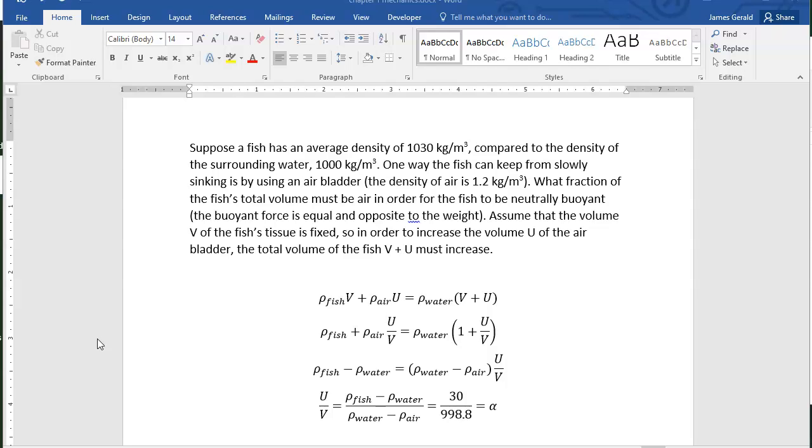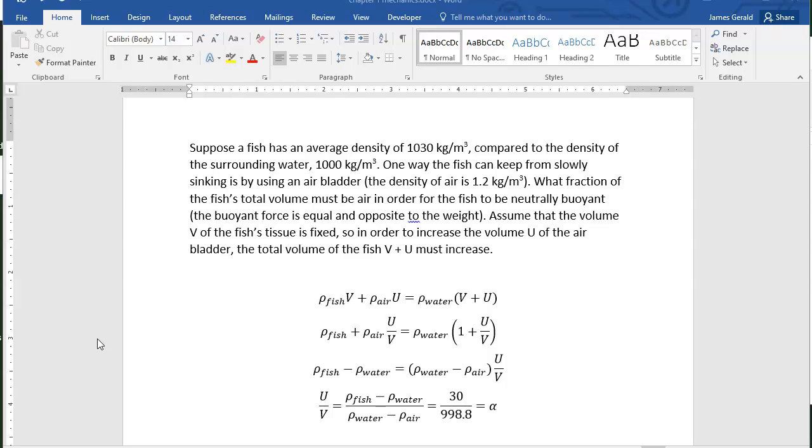So we've got this fish. It's got a density of 1030 kilograms per cubic meter. Water is about 1,000 kilograms per cubic meter. And one of the ways it keeps from slowly sinking is it has an air bladder that it can expand with air and contract. And air is much less dense, 1.2 kilos per cubic meter. And so the buoyant force then cancels out the weight.